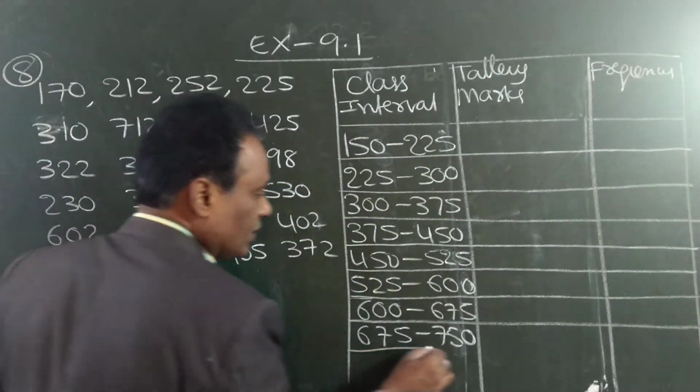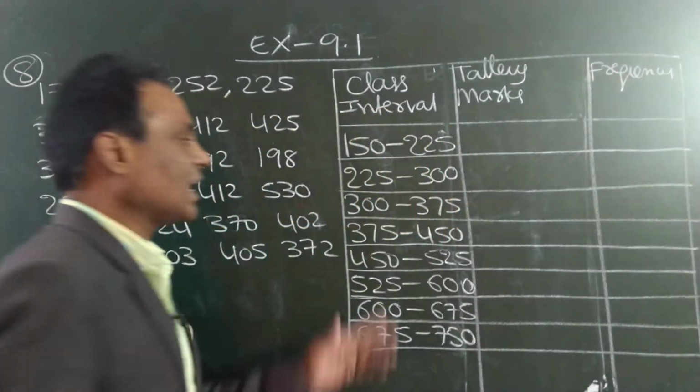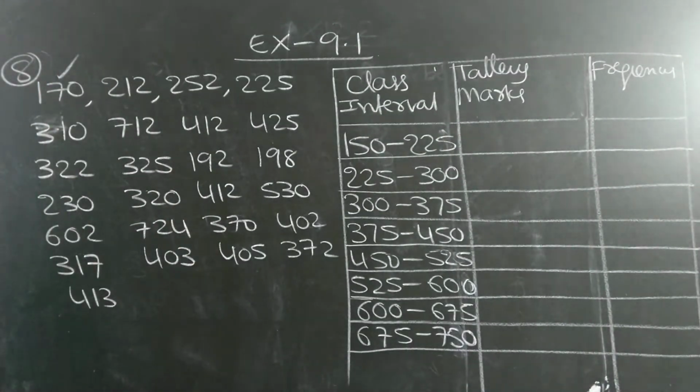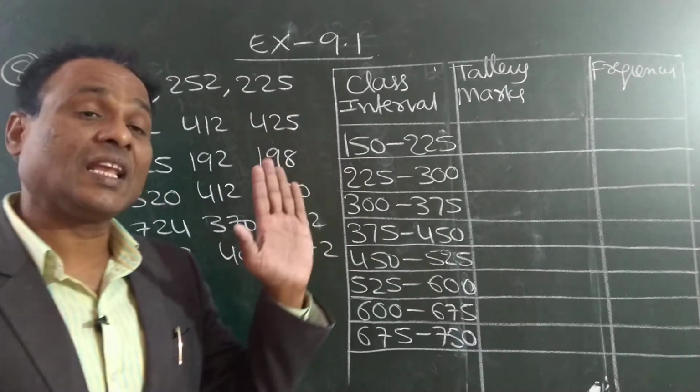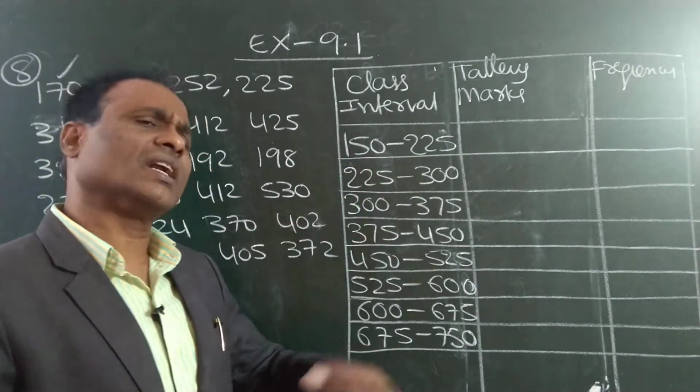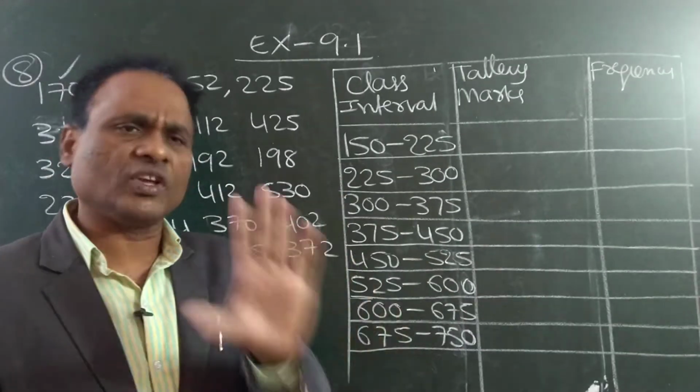675 plus 75 is 730. Like this I took the class intervals. Now, covering 170, you mark. Yesterday I clearly explained, when it comes to class intervals, there is no confusion in this. You can take any class intervals as you wish.